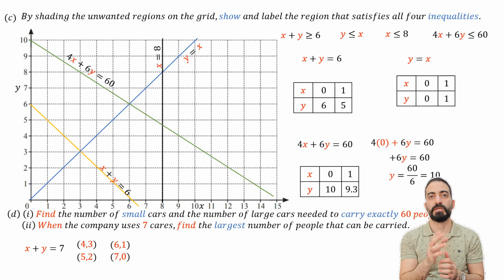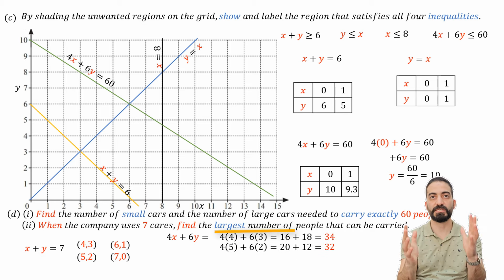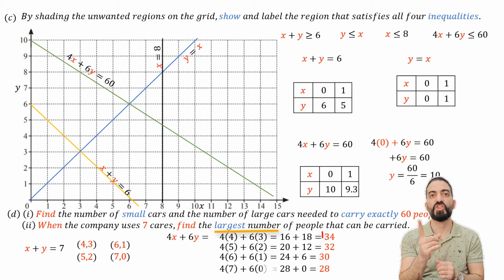Now we use this equation and put the x and y in this form, and we must choose the largest number, which is 34.